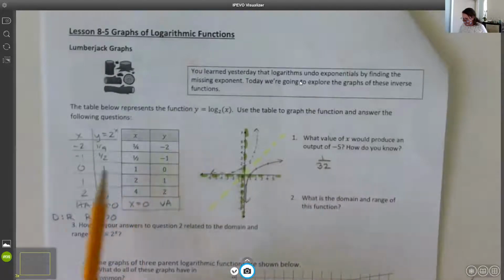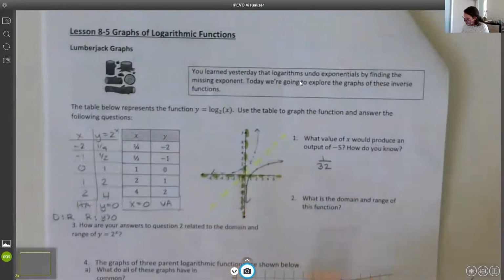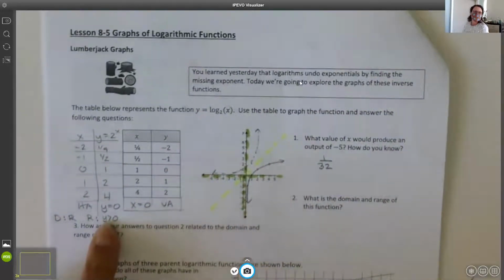The table, you can see that you've just simply switched your x and y's. With the equation, you've switched your x and your y's. And the other thing that switches is the domain and the range. So the domain of the log function is going to be the range of your exponential function.